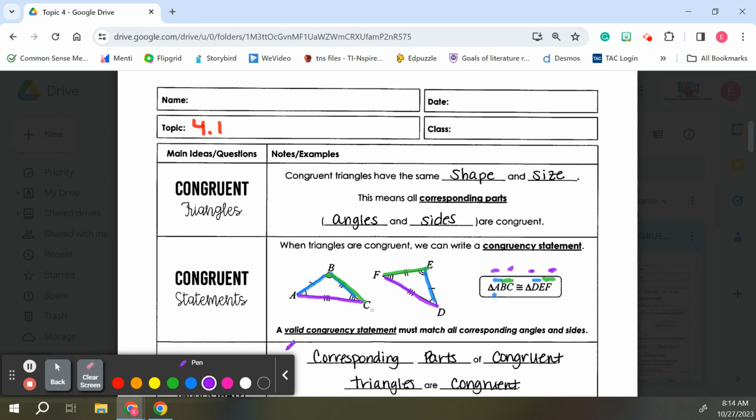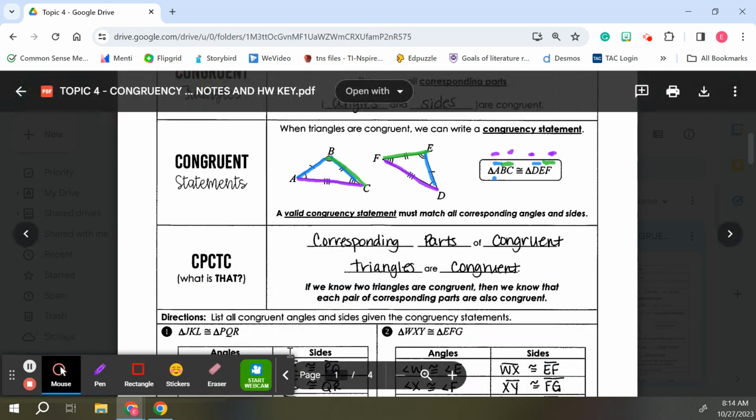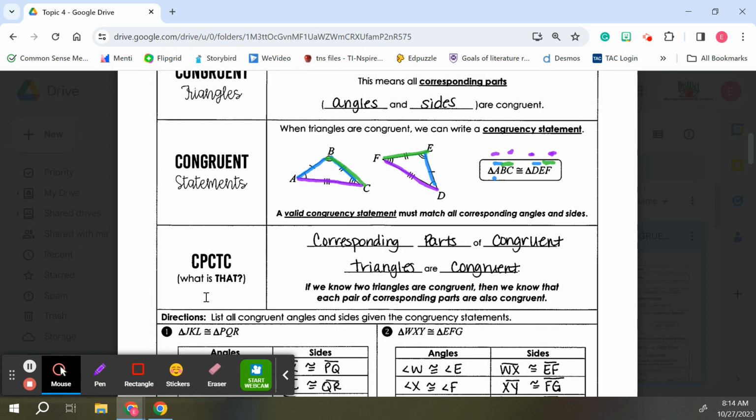Okay. All right, so this next part, CPCTC. Now, we're going to use this eventually in our proofwriting, but we're just going to kind of talk about what it is. It means corresponding parts of congruent triangles are congruent. If we know two triangles are congruent, then we know that each pair of corresponding parts are also congruent.